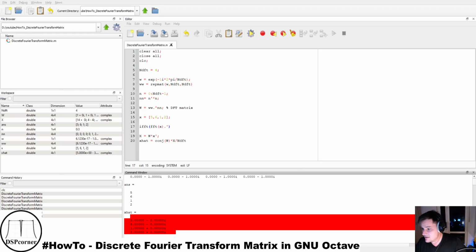So yeah, that's it for today. Very short video, but I thought it could be interesting to see how to calculate the DFT using matrix notation.